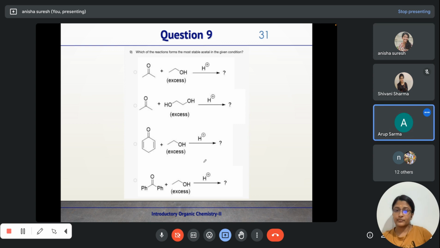Product of the first one? Which one, A or B? A. Actually, the answer will be B because ethylene glycol will give a cyclic acetal. So that will be more stable.